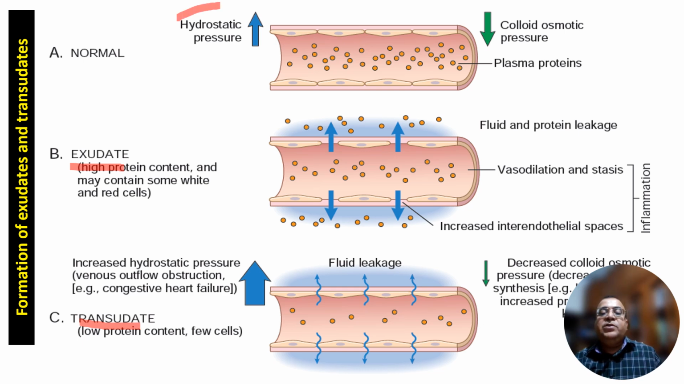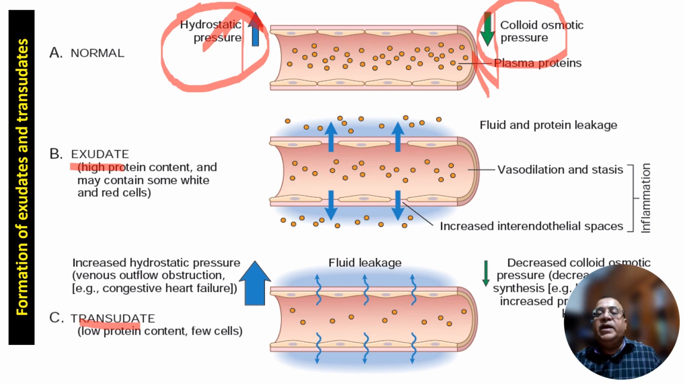So normally the hydrostatic pressure balances the colloid osmotic blood pressure. There is increased hydrostatic pressure and decreased colloid osmotic pressure that contains the plasma protein within the vascular lumen. But as there is an inflammatory process, there is formation of exudate that is due to leakage of these proteins outside from the vascular tissue, vasodilation, and also the leakage of the protein outside.